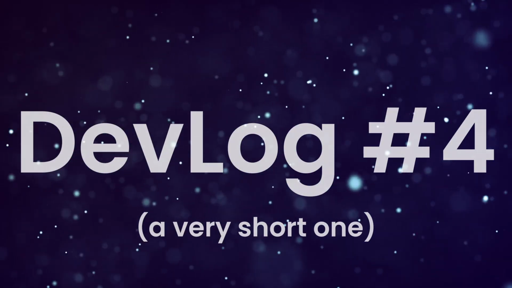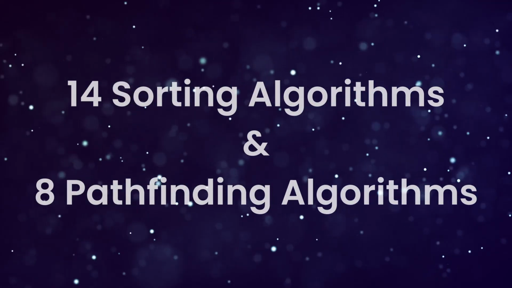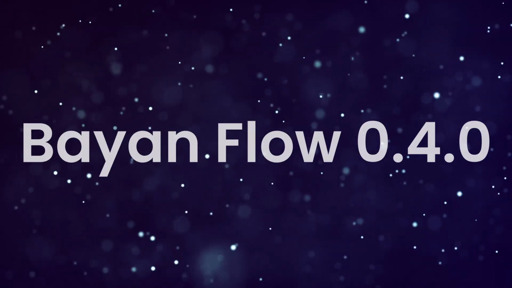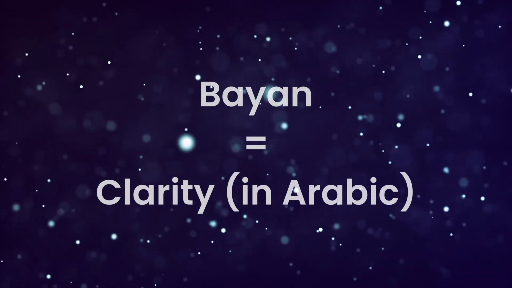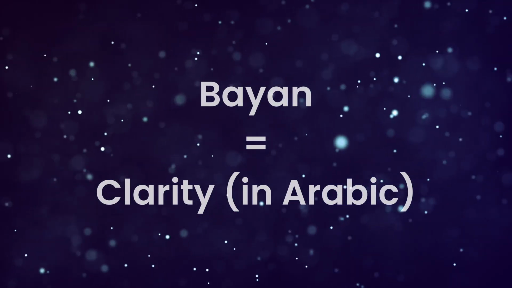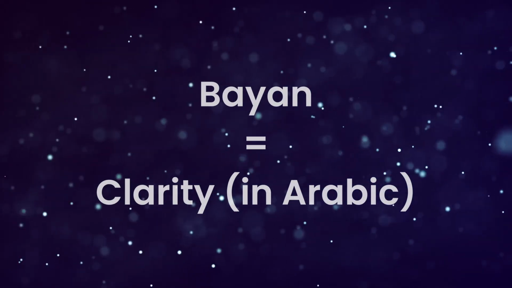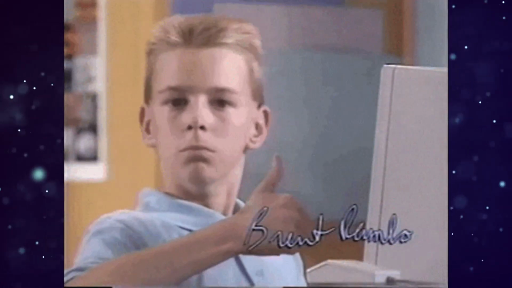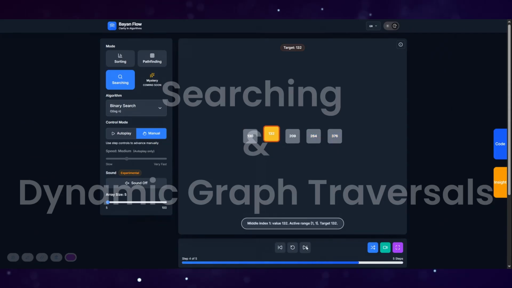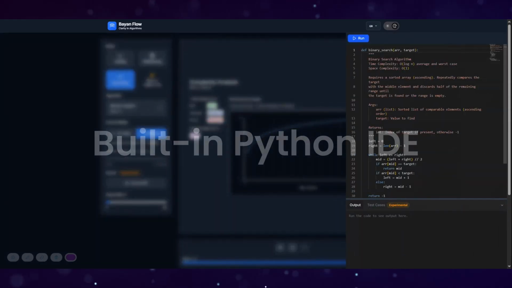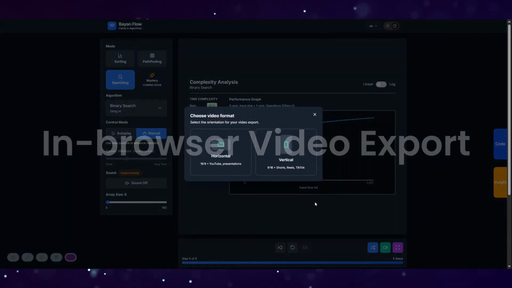Last time we hit 14 sorting algorithms and a full pathfinding suite, but 0.4.0 is a whole different level. Bayan means clarity in Arabic, and that's the goal here, making these concepts actually make sense for everyone from students to creators. Today we are looking at searching, dynamic graph traversals, a built-in Python IDE, and the one feature I've been hyped to show you, an in-browser video export.